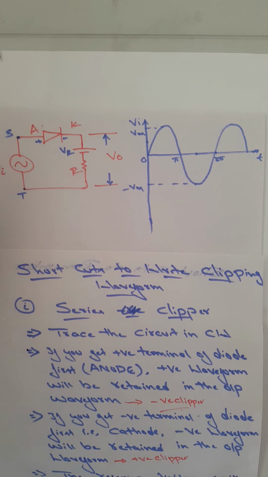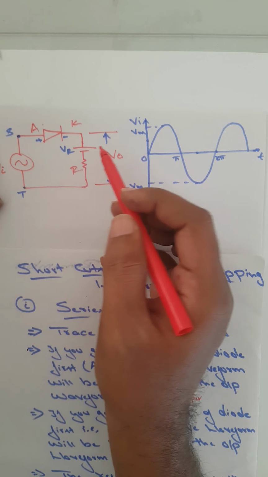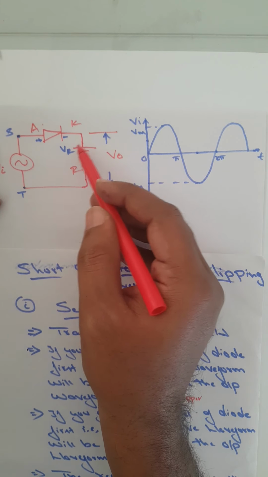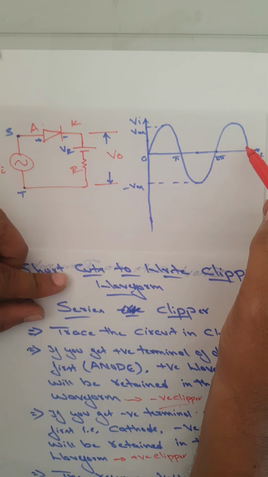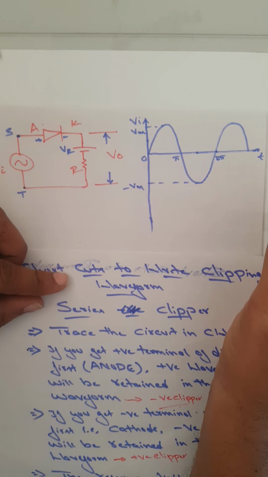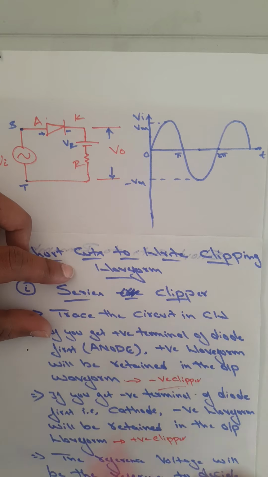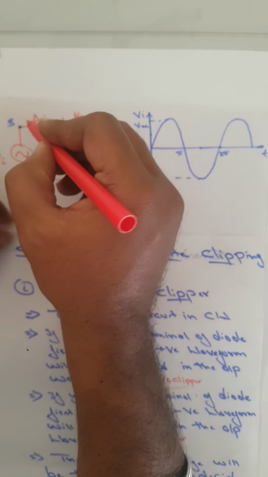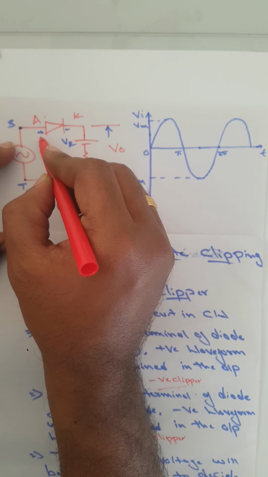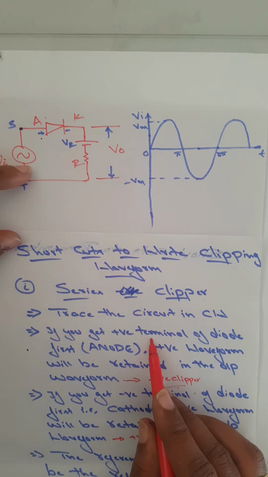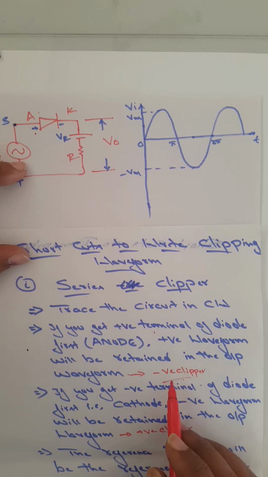Now let me apply this technique to this circuit. I have a circuit with a source, a diode, an additional DC source as the reference, and a resistor. The input signal is a sinusoidal signal. Now let me go with the steps. First I trace the circuit in the clockwise direction, starting from this point. While tracing I get the anode first, which means the positive terminal first. So the positive waveform will be retained in the output waveform. It means it is a negative clipper.